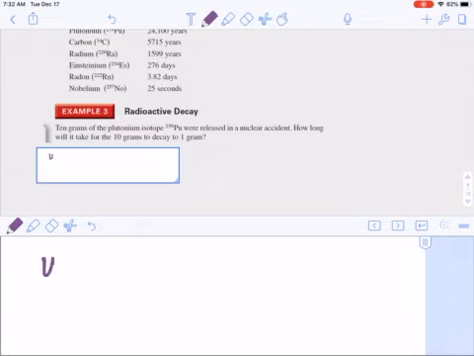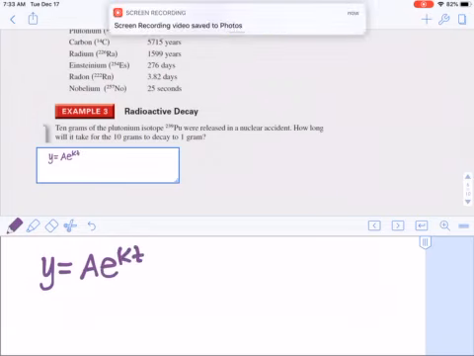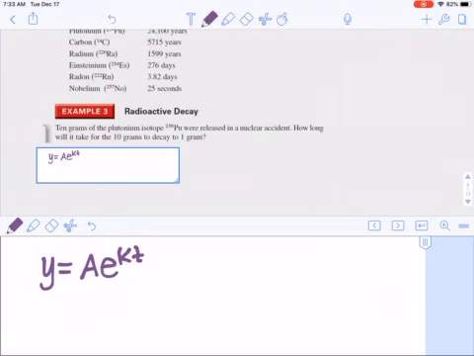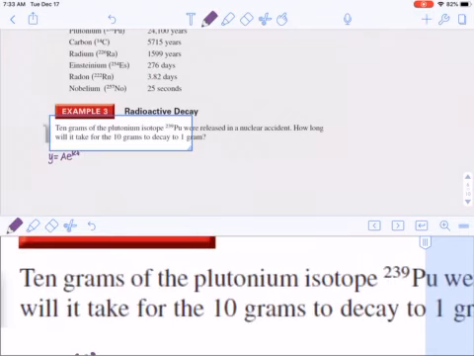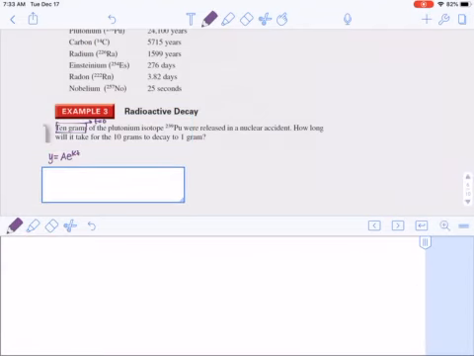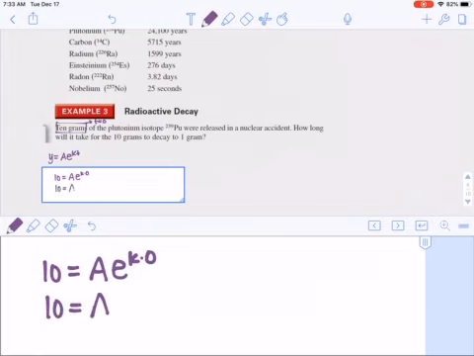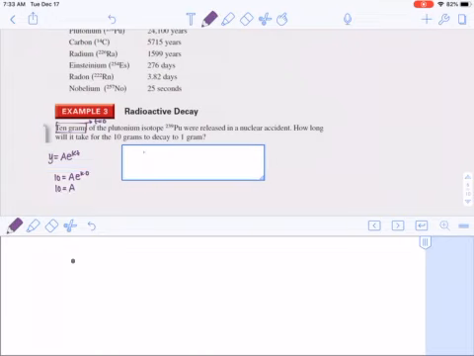All right, and so we are going to start with our general solution, okay, and that is y equals a times e to the kt. And here's what it says. 10 grams was released in a nuclear accident. So this 10 grams is happening at t equals 0. I can use that to put in here, and I get 10 equals a times e to the 0, or just a. So I know right away that part of my particular solution will be y equals 10 e to the kt.